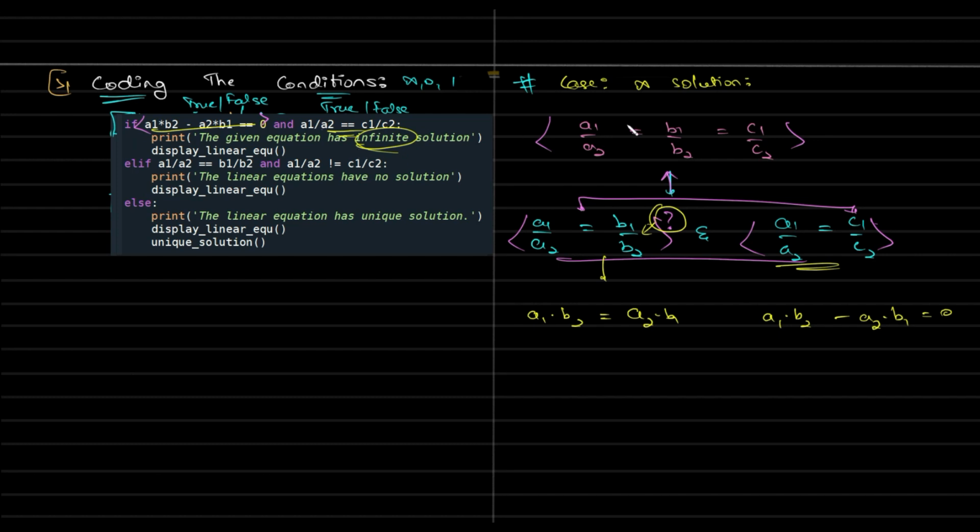What if it's not true? What if this condition is not true? The program will go to the next condition, being for no solution, that is zero solution, zero real number solution. So we have the case of zero solution.